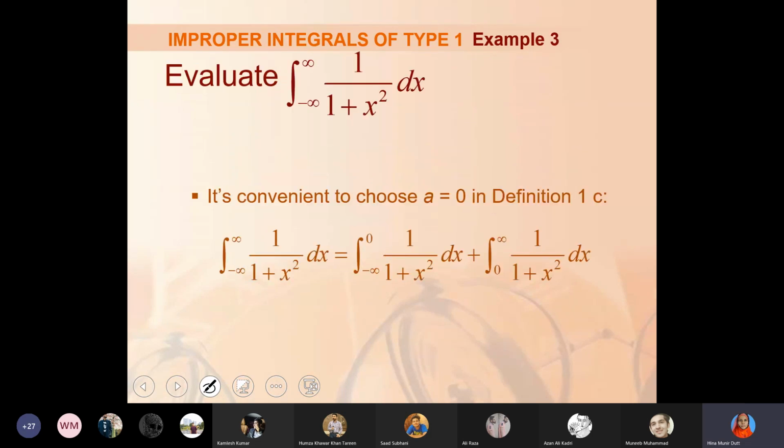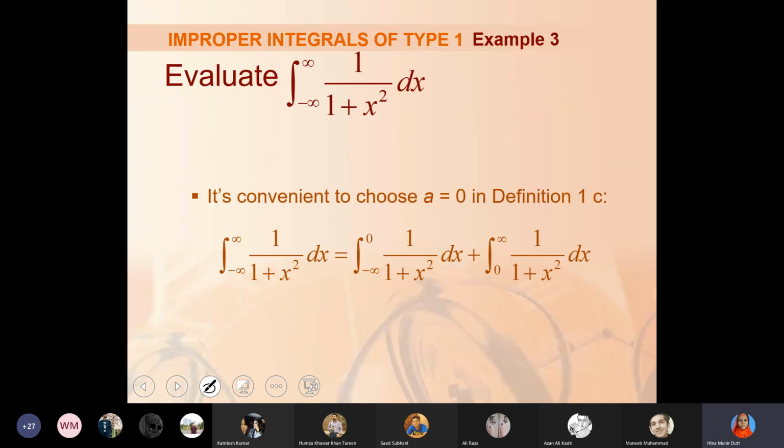Let's move to the next question. Example 3. Now solve this question. Whenever both the limits of integration are infinite, I will break the interval at any point on the interval. किसी एक पॉइंट को आप लेके उस इंटरवल को ब्रेक करेंगे. So I will write minus infinity to, I can break it. 0 is easy to be evaluated, so I will break the interval at 0.